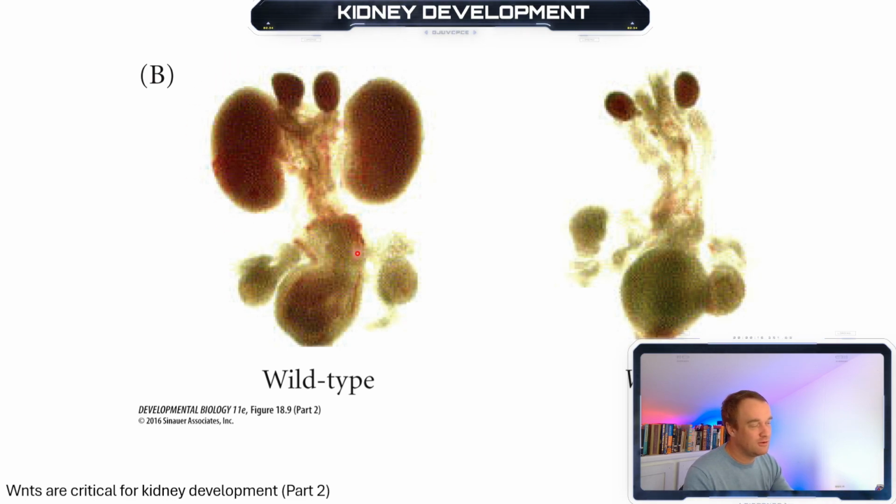And so here, an example would be this WNT9B. The minus means that both copies are mutated or knocked out. And so we have wild type. You see full kidney development here, adrenal glands and the ureters are all the same. This is a male mouse.